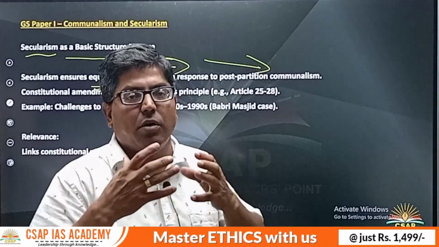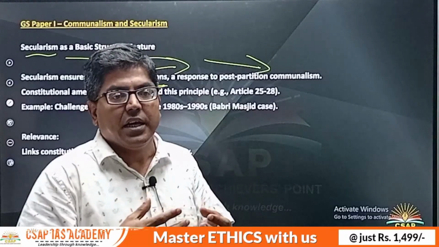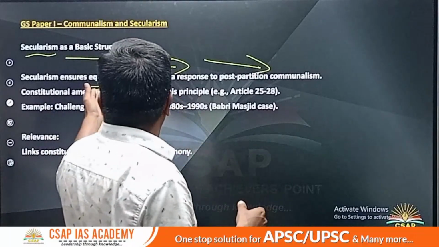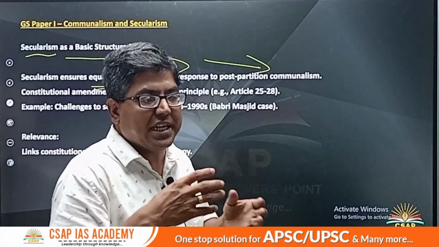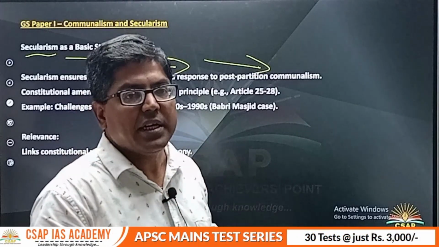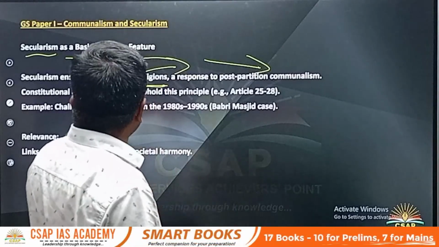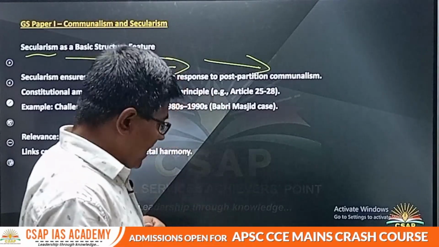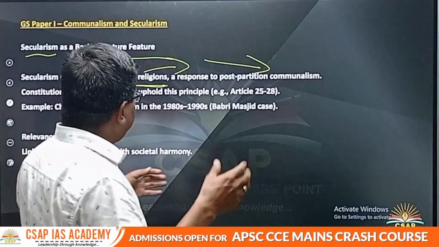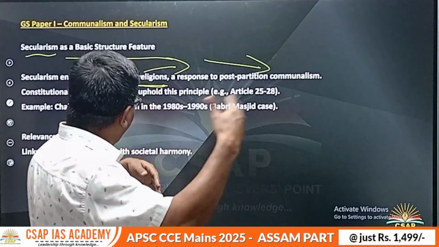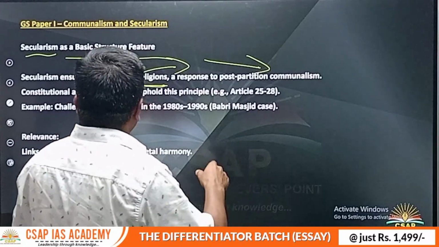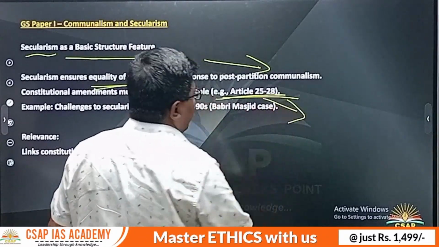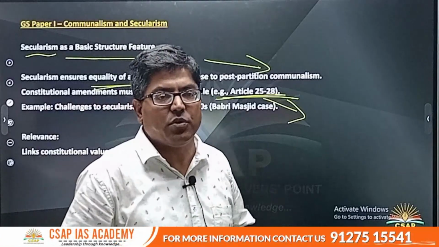communalism, the fact that communalism was getting intensified during and post partition, right, in order to address that problem, our constitution declared India as a secular state, and therefore this secularism was about equality of all religions, right, and everyone was free to practice any religion, right, and this secularism is slightly different from the Western concept of secularism, but nonetheless, we have this from article 25 to 28. So what do we have from article 25 to 28, right?